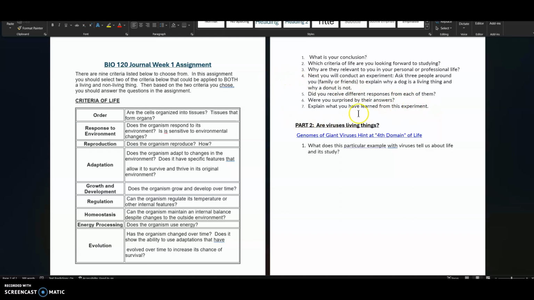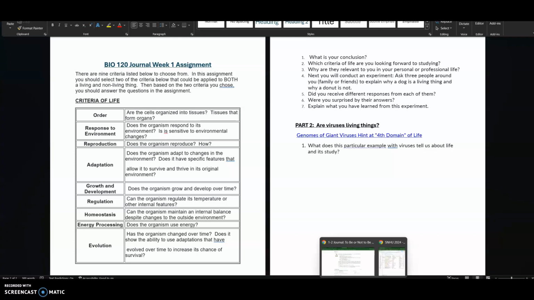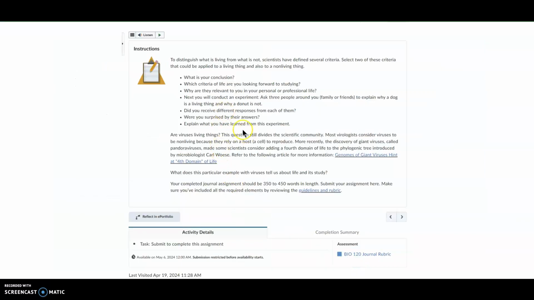And then there's a part 2. If we go back to the assignment, it's kind of buried after this question. I have a lot of students who answer these questions and they forget to do this second part. The second part is looking at trying to determine if viruses are living things. And there is an article that you can read more about this. And after you read that article, you want to answer this question below.